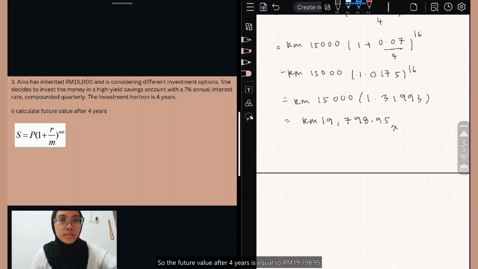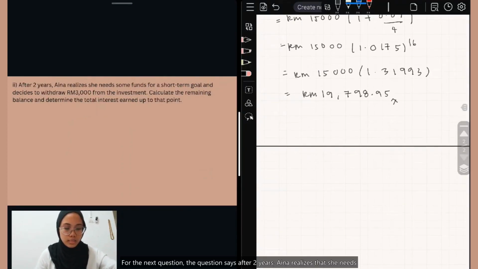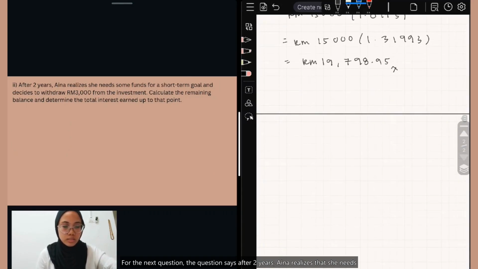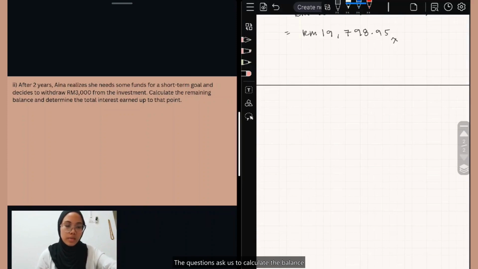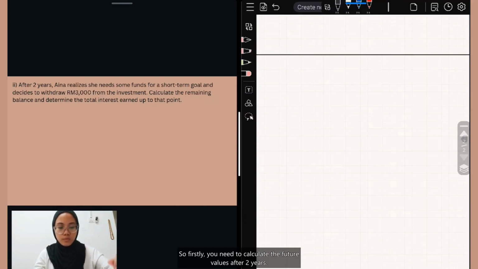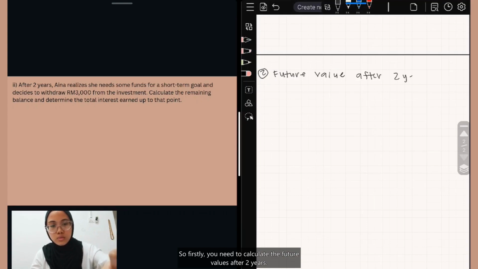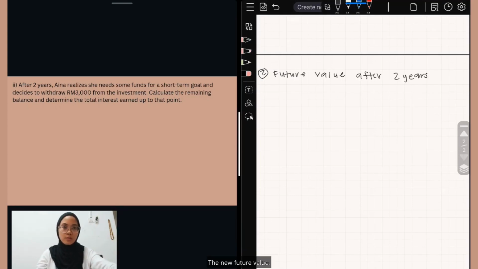So for the next question, the question says, after 2 years, Aina realized that she needs some funds for a short-term goal, and she has decided to withdraw RM 3,000 from the investment. The question asks us to calculate the balance and determine the total interest earned up to that point. So firstly, you need to calculate the new future value after 2 years.